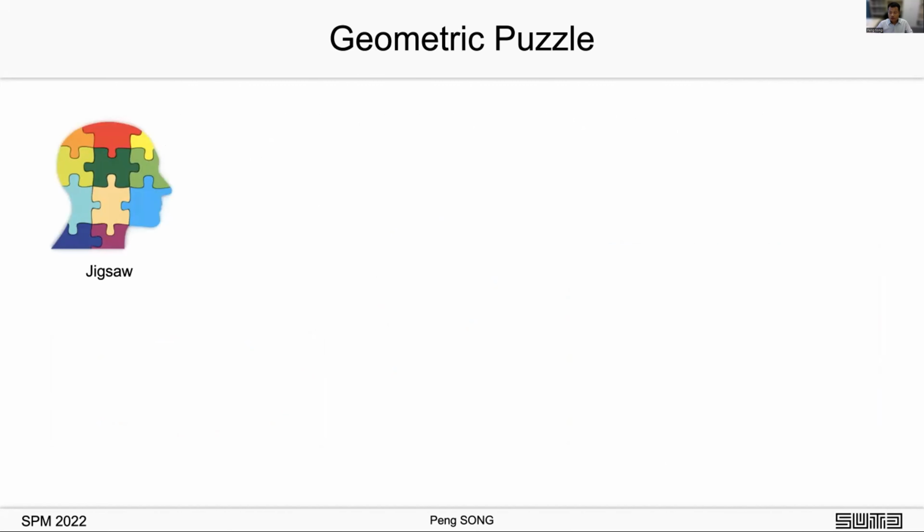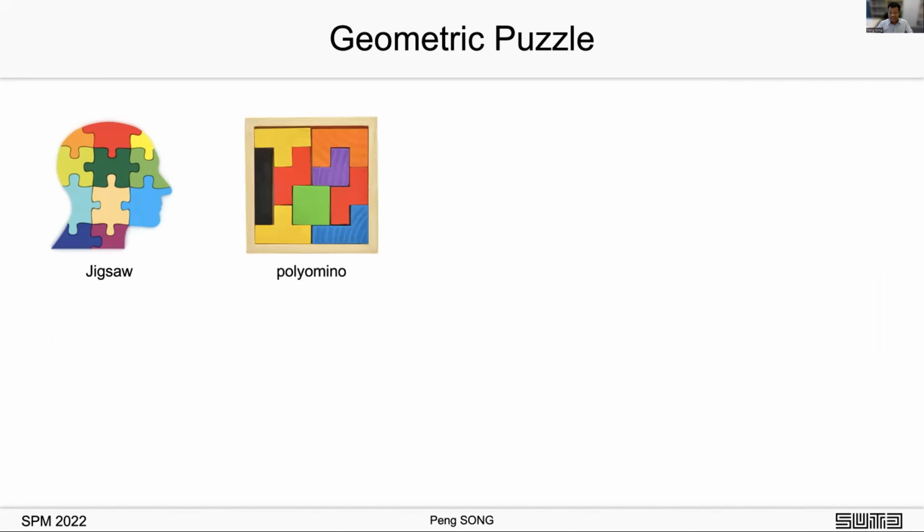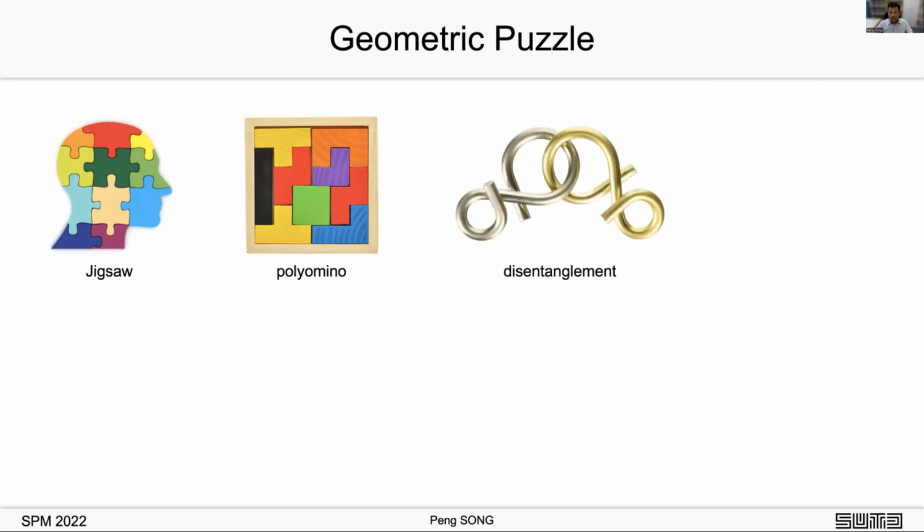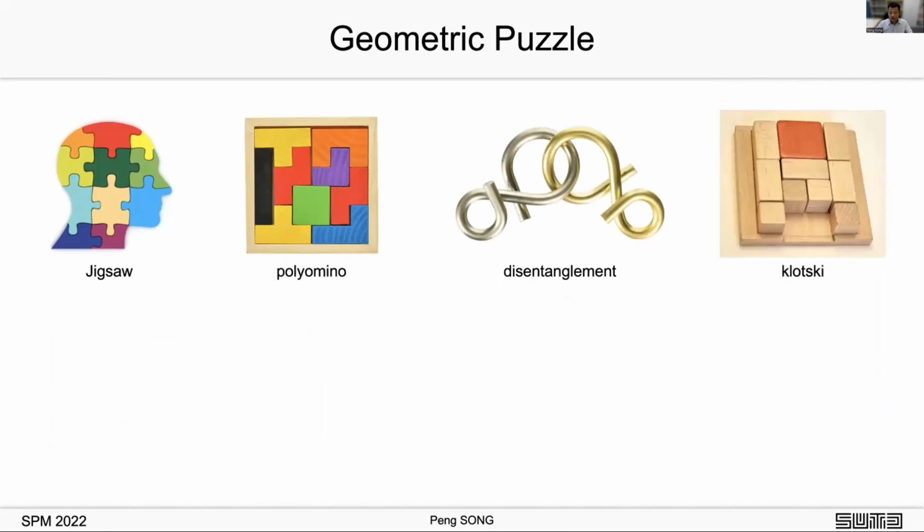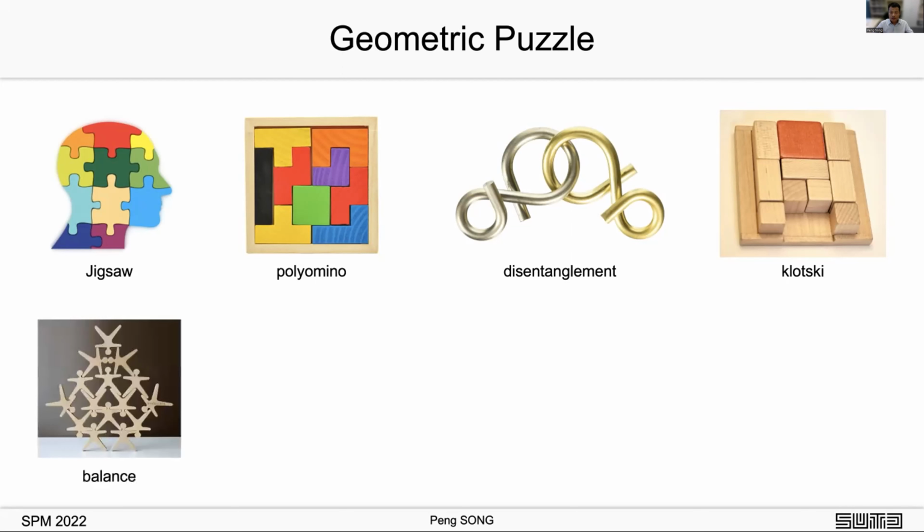There are various kinds of geometric puzzles, including Jigsaw puzzles, Polyomino puzzles, where the task is to assemble a set of pieces that are composed of equal squares. Disentanglement puzzles, where the task is to disentangle one piece from the other piece. Klotski puzzles, a sliding block puzzle, where the aim is to move a specific block to some predefined location. Balance puzzles, where the puzzle should stand in balance by itself when all the puzzle pieces are put together. Interlocking puzzles, where all the puzzle pieces interlock with one another, forming a static puzzle structure.